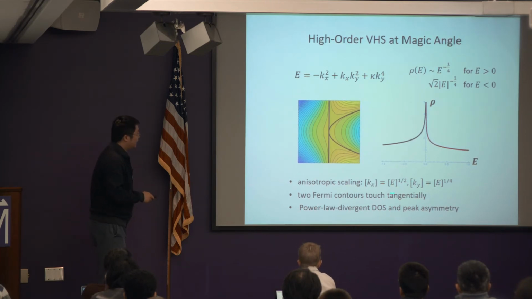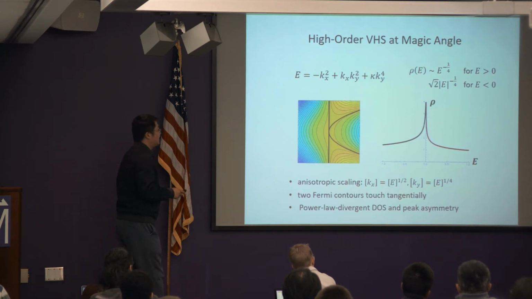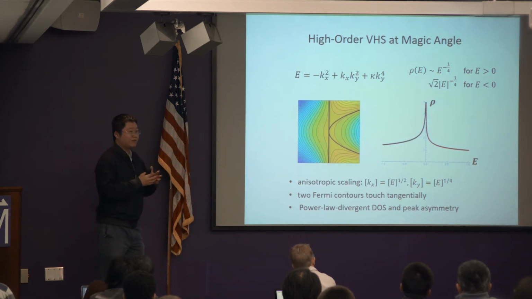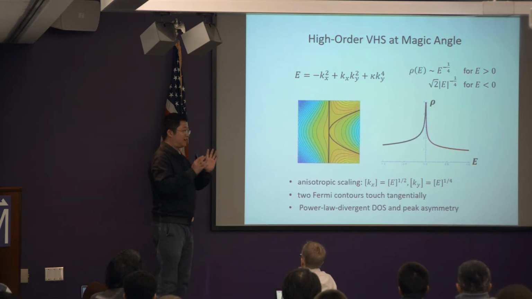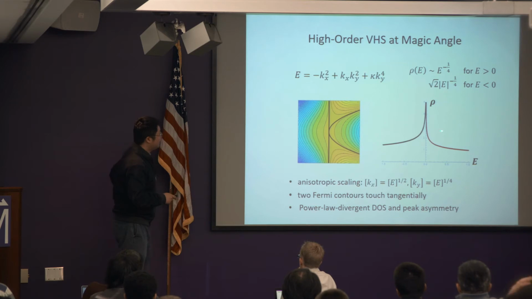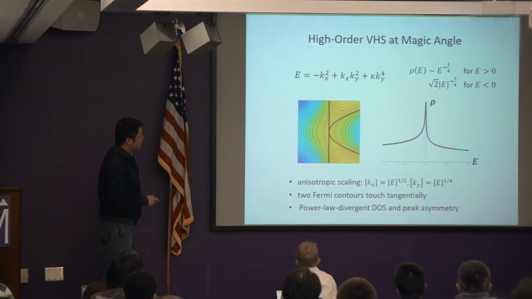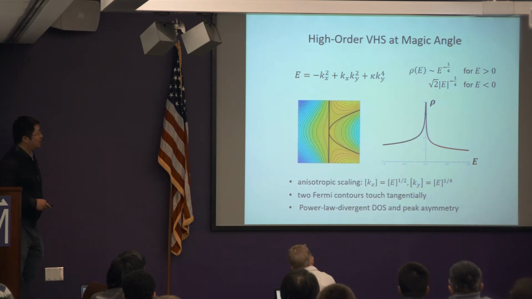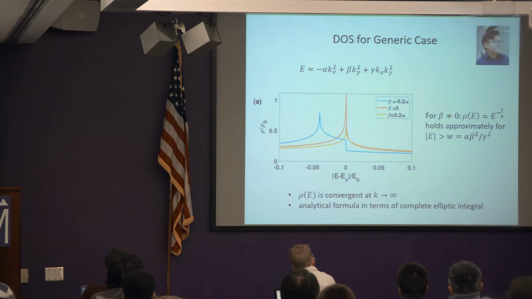And again, if you look at just the dimensional analysis, the density of states will diverge with a power law. Now the exponent is -1/4. Now here, another interesting feature appears. In the previous example, where we have 3 Fermi lines intersecting at a single point, the divergence is a power law, but it's symmetric. At positive energy and negative energy, the density of states is symmetric. But here, it has a very strong asymmetry. The prefactor differs by a square root of 2 on one side and on the other side. So this is another new feature of this high order Van Hove singularity.